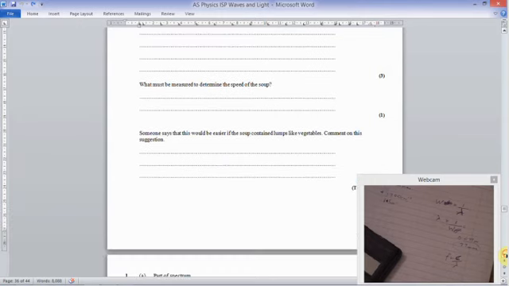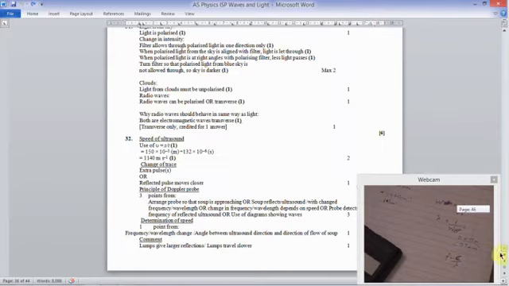Someone suggests that it would be easier if the soup contained lumps like vegetables. Comment on the suggestion. Well, if it's got lumps in there, you'll be able to measure the speed a lot easier because you've got objects where the reflections take place off. So lumps give larger reflections. Lumps travel slower. So frequency change is what you're actually after, as the soup approaches the probe. And then you've got to look at the idea of change in wavelength, change of speed. Brilliant. So extra pulses was the other part that we said as well.